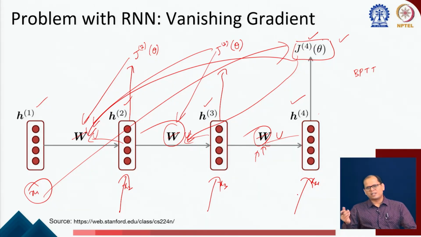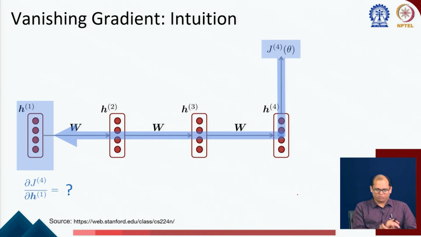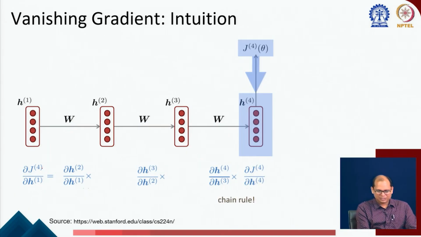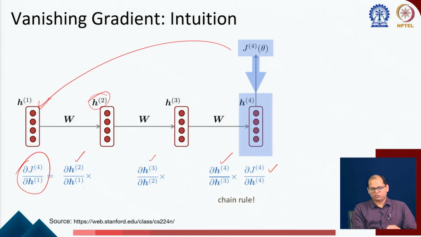Now, how is that computed? We talked about the chain rule. Suppose I want to see the contribution of the loss with respect to H1. How would I compute it? This will go through the entire sequence. H1 influences H2, so I will do dH2 over dH1. Similarly, dH3 over dH2, dH4 over dH3, and dJ4 over dH4. Just by applying the chain rule, I can compute how much the impact would be over H1.